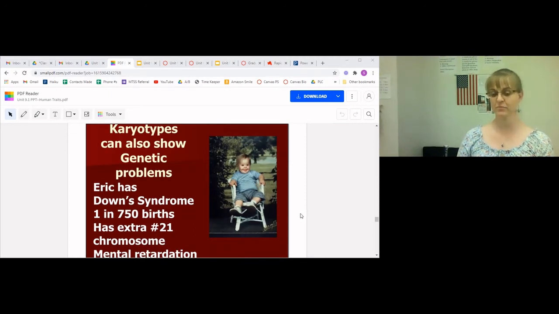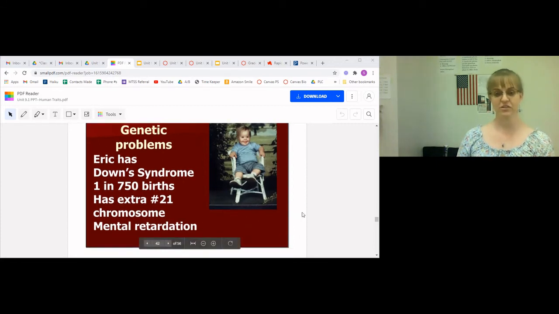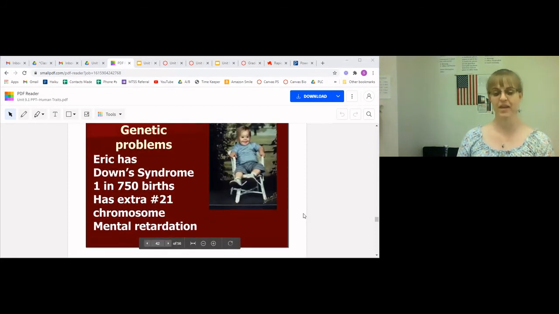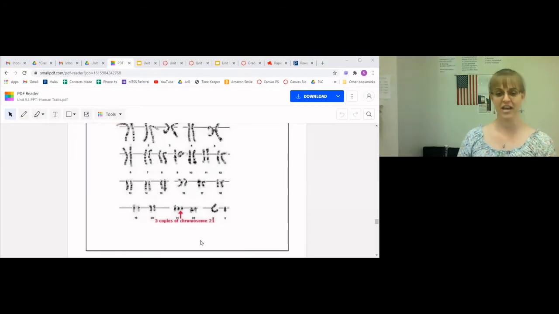One in 750 births have an extra chromosome 21. This chromosome causes mental retardation. However, children with Down syndrome are able to live and thrive. This is one of the better cases that can occur when somebody has an extra chromosome. Usually, when someone has extra chromosomes, they can't even live. But with chromosome 21, they usually do survive. Here's another karyotype. This person also has Down syndrome with three chromosome 21. This one is also a male. See the large X chromosome and the small Y chromosome.